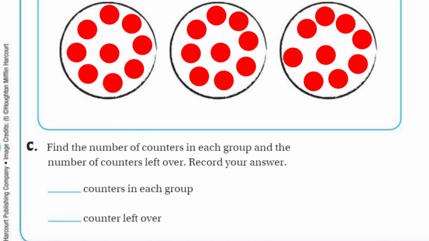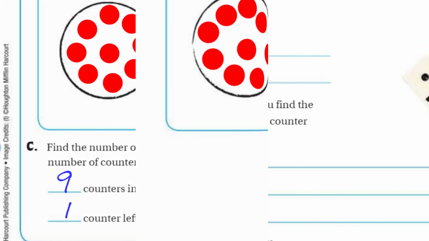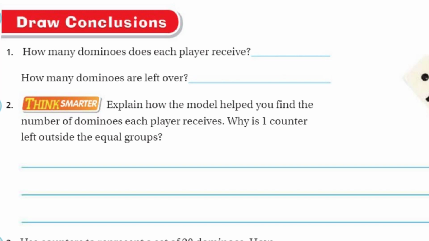Record your answer. Okay, pretty simple. So we said 9 counters in each group. And of course, we had just 1 counter left over. Okay, following the lesson here. Pretty simple. Now we're coming into draw conclusions. So how many dominoes does each player receive?